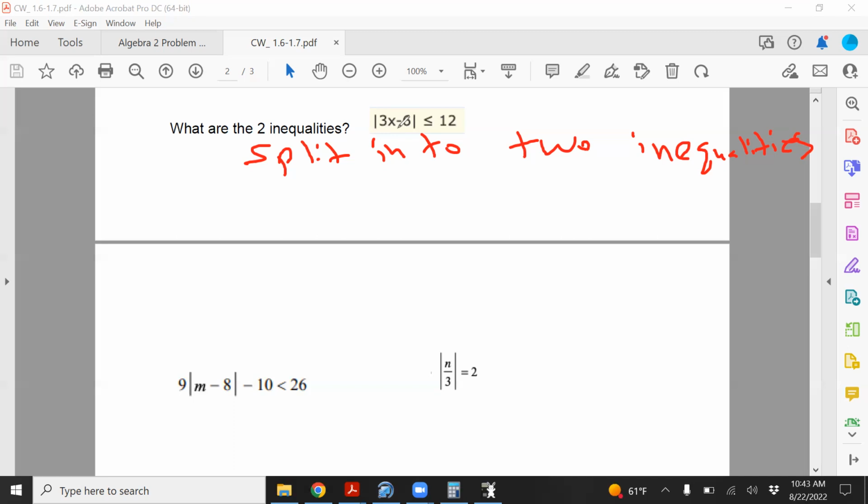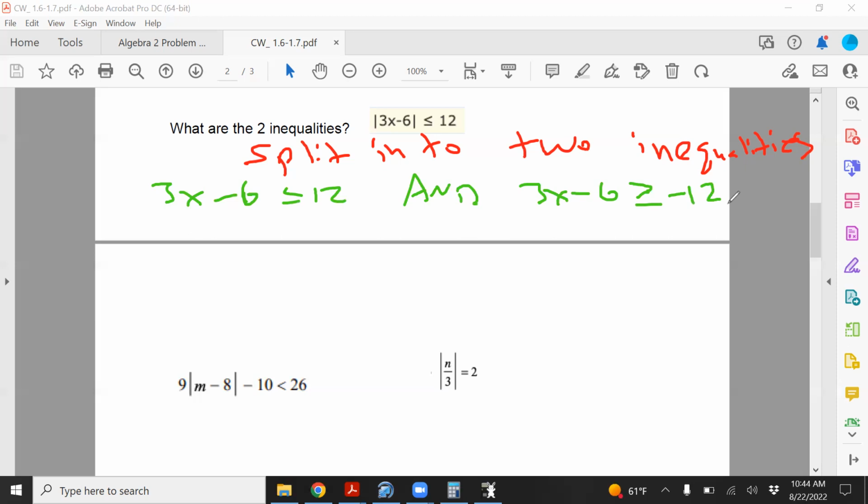I'm going to say 3x minus 6 is less than or equal to 12. Great, awesome. Also, I'm going to say 3x minus 6 is greater than or equal to negative 12. And the reason I'm saying "and" is that whenever it's less than, it's an "and" situation like you see here. If it's greater, it'd be an "or" situation.